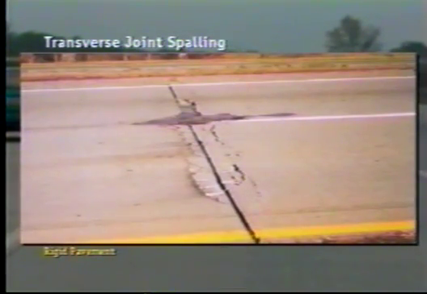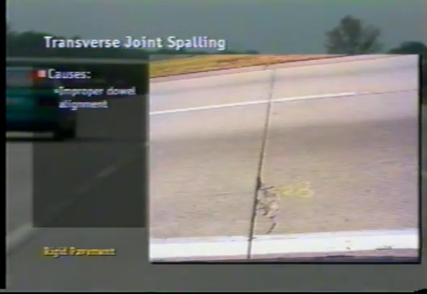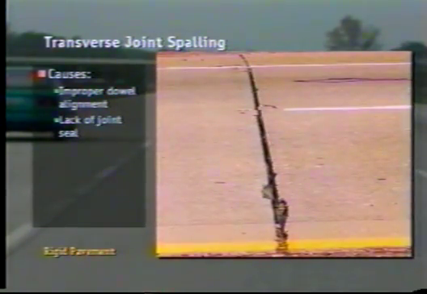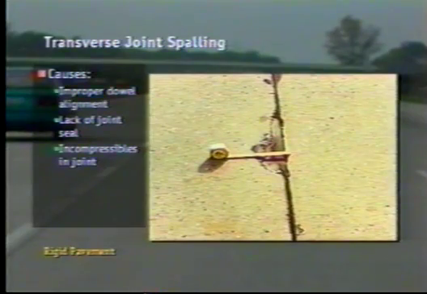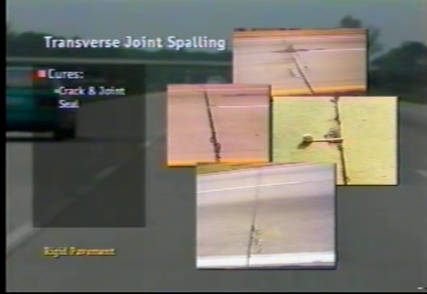Next is the condition called transverse joint spalling. This is the breakup or disintegration of the concrete at the joint. Two common causes are improper dowel alignment, which prohibits joint movement, and the lack of a joint seal. If your pavement was originally designed for joint seals, the lack of joint seals will allow incompressibles to enter the joint that can create localized pressures that break the concrete over time. Cures for this include crack and joint sealing, bonded patching, and full-depth patching.